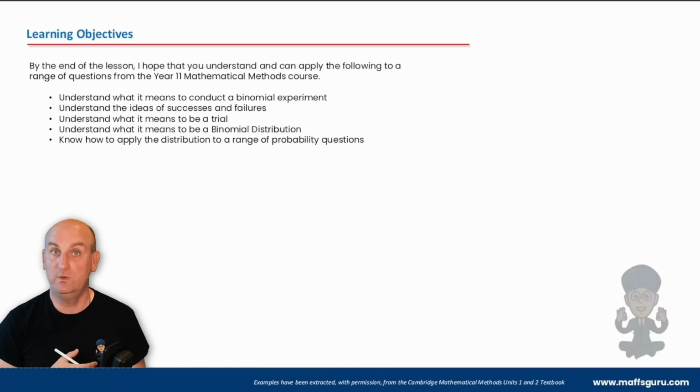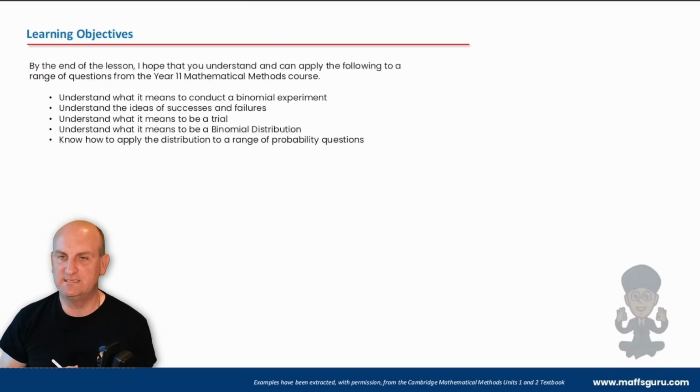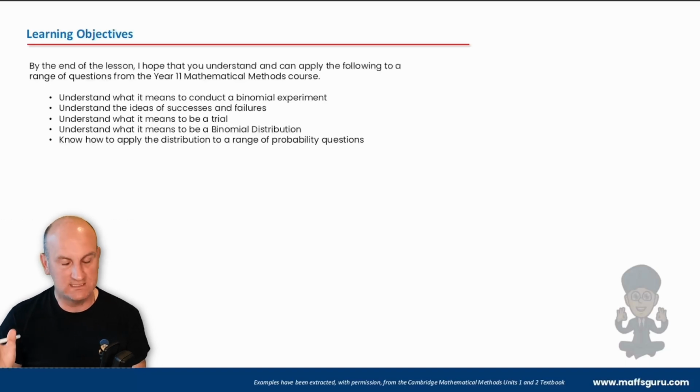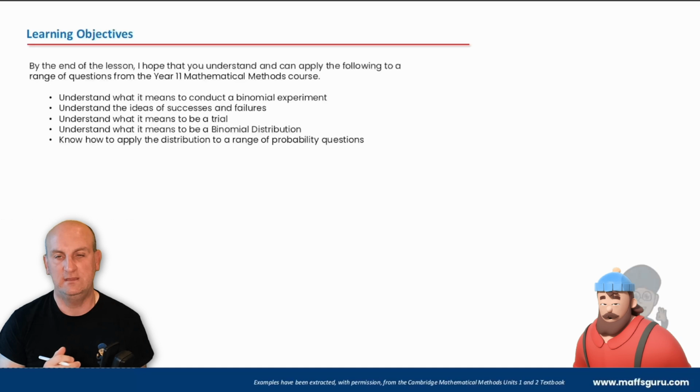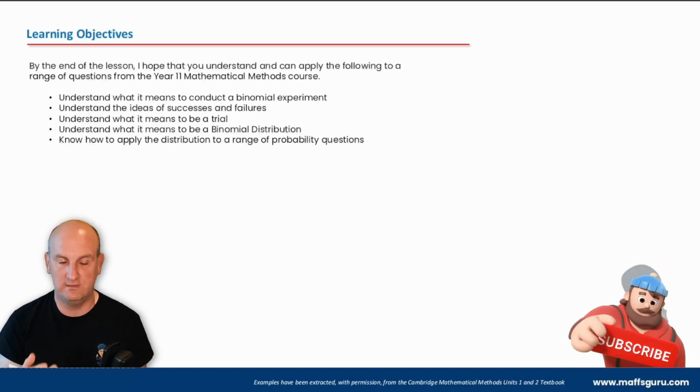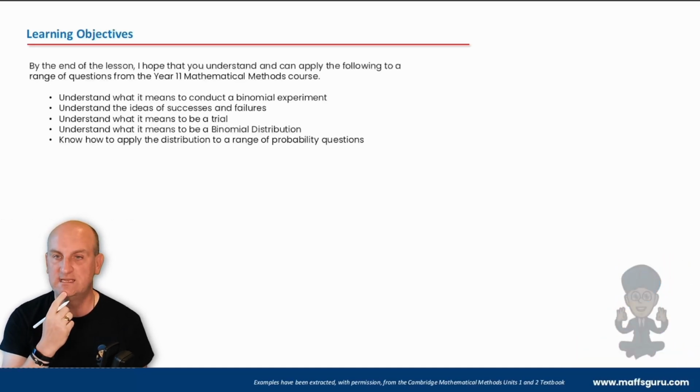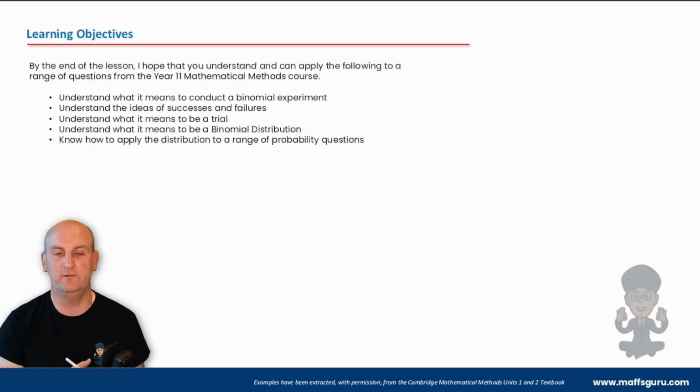Right, we're done. So, have we understood what it means to conduct a binomial experiment? Yes, because that's something with either a success or a failure. Understand the idea of successes and failures? Yep. Understand what it means to be a trial? That's just one outcome. Understand what it means to be a binomial distribution? We've looked at that and know how to apply that to lots of different questions.